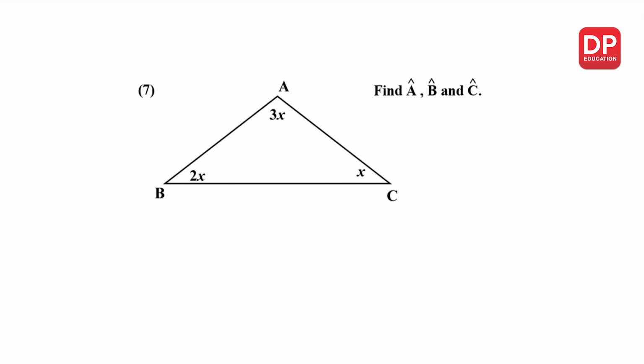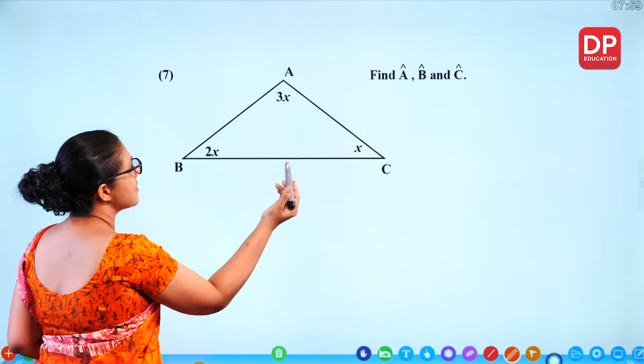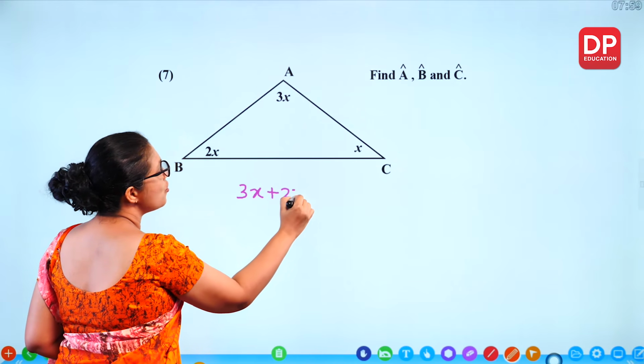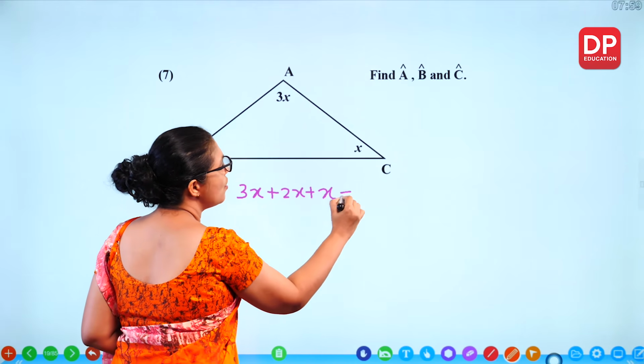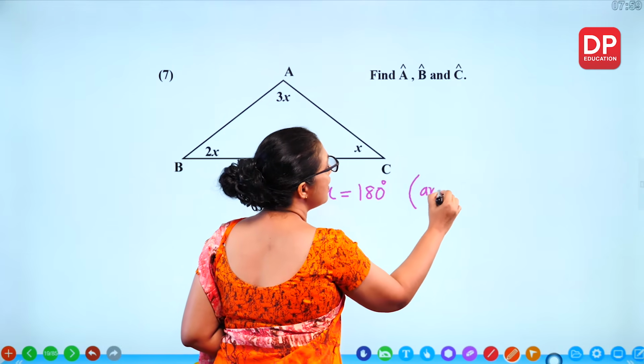Take this triangle. You are asked to find the angles A, B, C separately. These are 2x, 3x and x. So what can you write? 3x plus 2x plus x is equal to 180 because of the angle sum of a triangle.